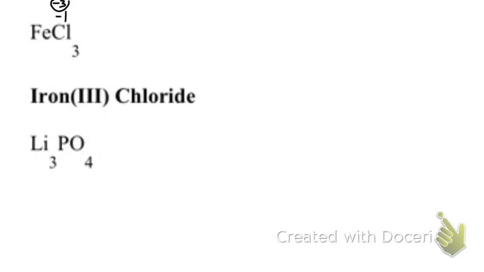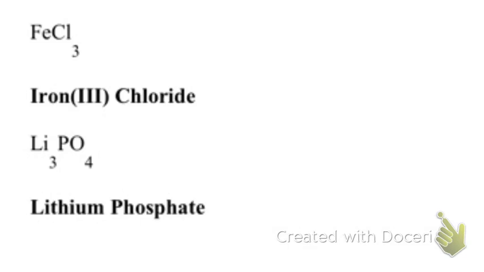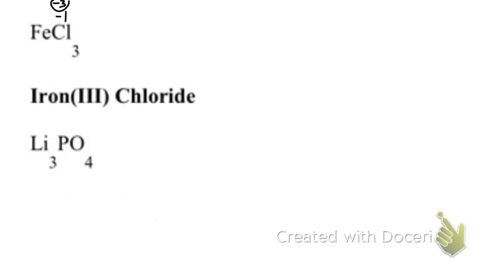The last problem we have is Li3PO4. Li is lithium, so we can just add lithium there. And if you'll notice, back on step 3 here, really quickly, now that we've named our cation lithium, we can name the polyatomic just with the polyatomic's name. So, we have lithium phosphate.